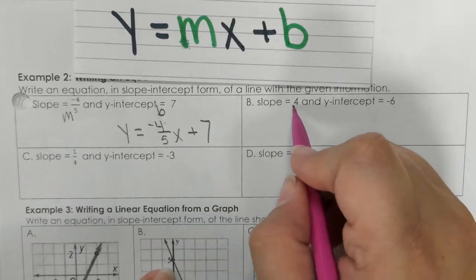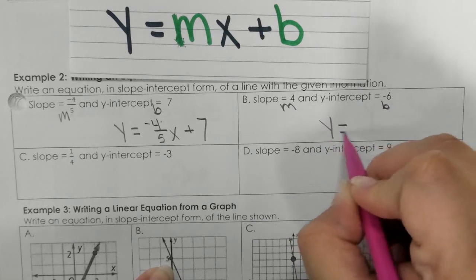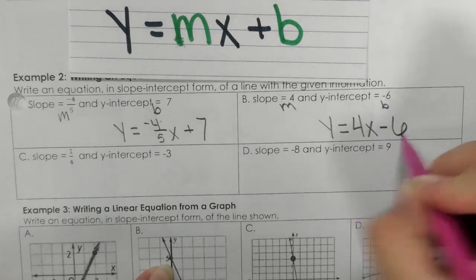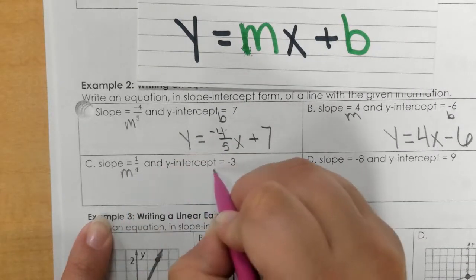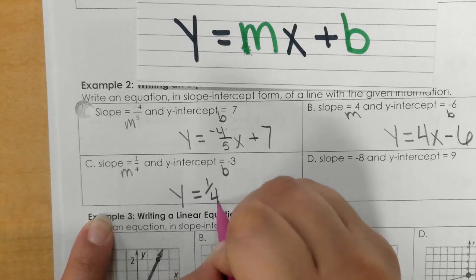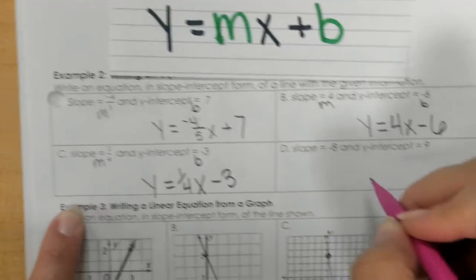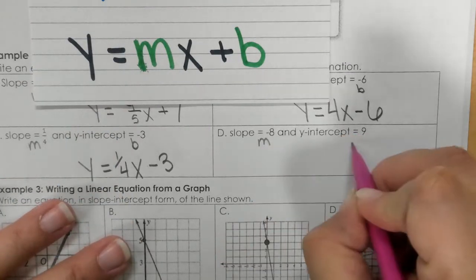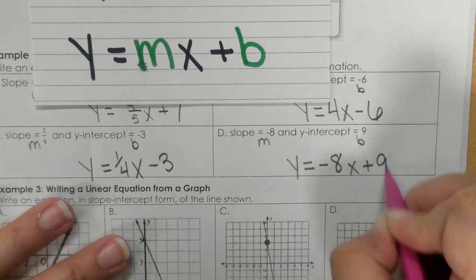For part B, 4 is our slope. Y-intercept is -6. So y equals 4x, and then plus -6 just means a -6. For letter C, 1/4 is m, b is -3, so we have y equals 1/4 x plus a -3, so that's a -3. Then we have m is -8, b is 9, y equals -8x plus 9.